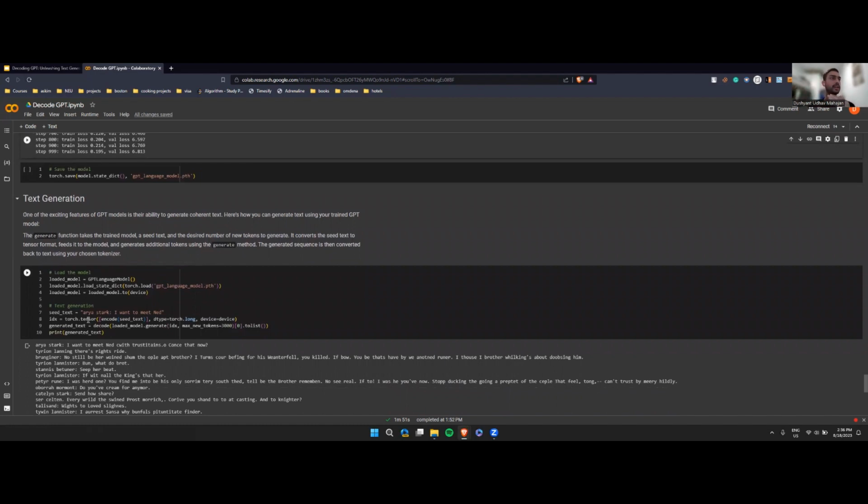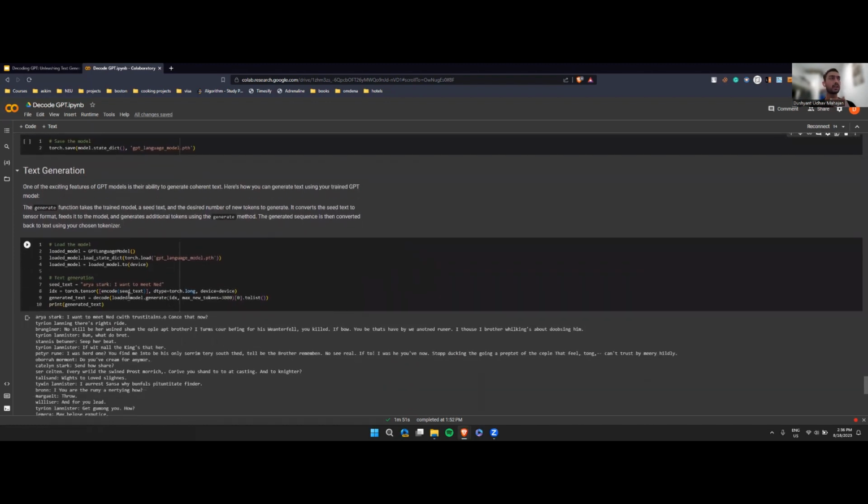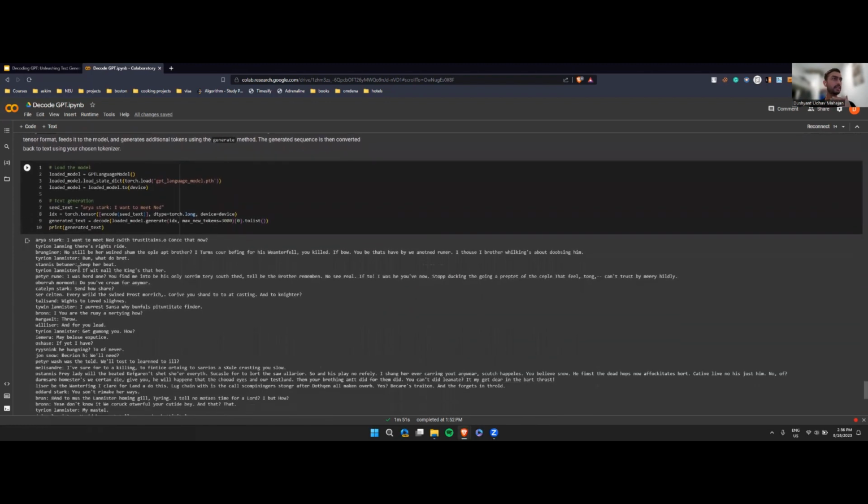So here I've given Arya Stark, I want to meet Ned, and then the output from the model would be numbers, right? So we need to decode those. So we have decoded those, and we are given here a max number of new tokens, which is 3000. So it's going to predict the next 3000 words from the given seed text here. So now after we print it, we see that it's printing the script properly.